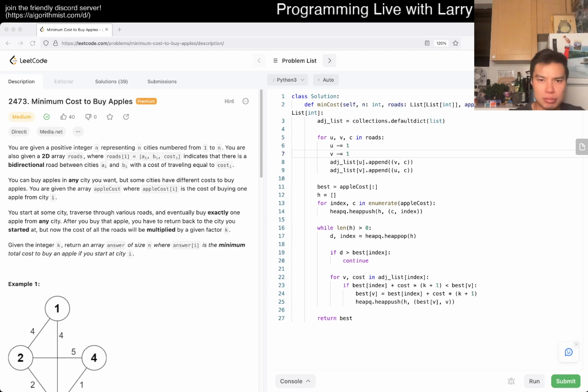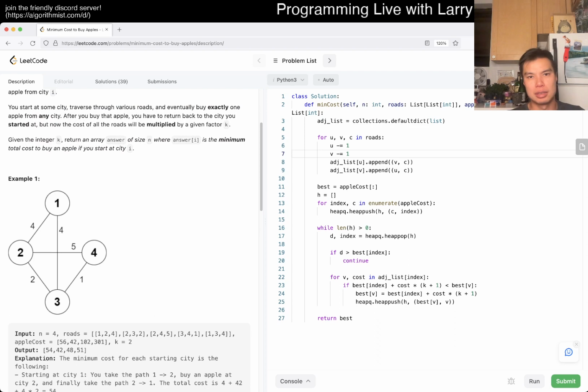The idea is that this basically becomes the shortest path from one master node, where the cost of the edge from that master node is the cost of the apple, right? So I'm going to skip over the complexity, it's not that interesting. This is very standard, very standardized. So yeah.